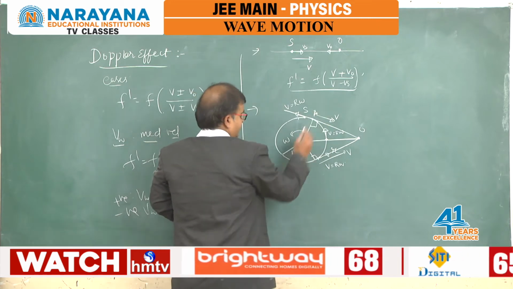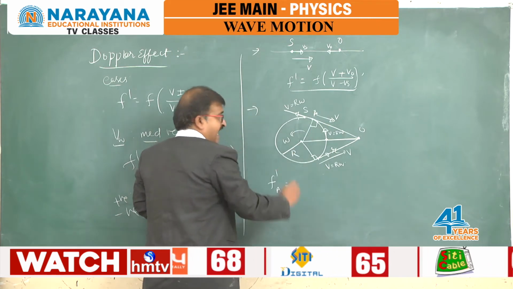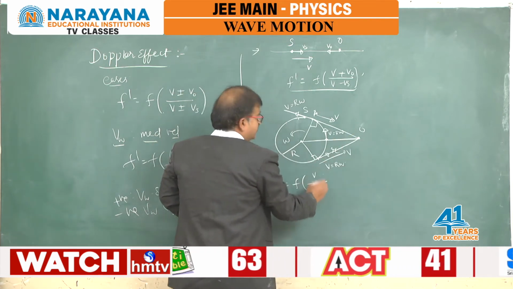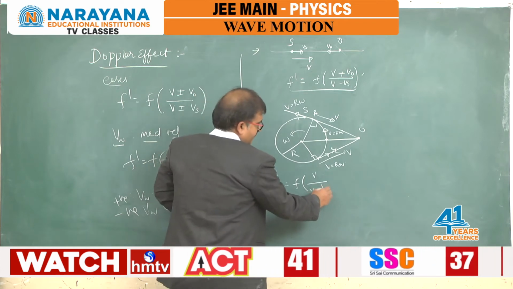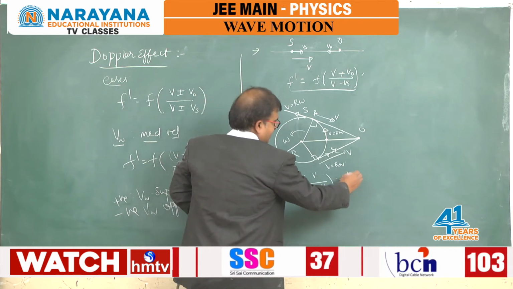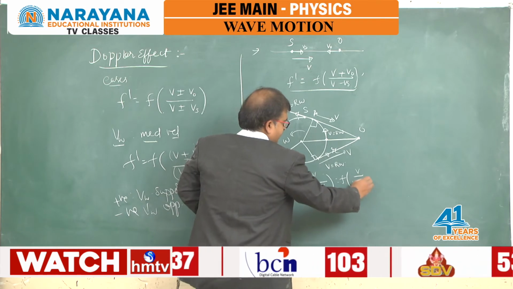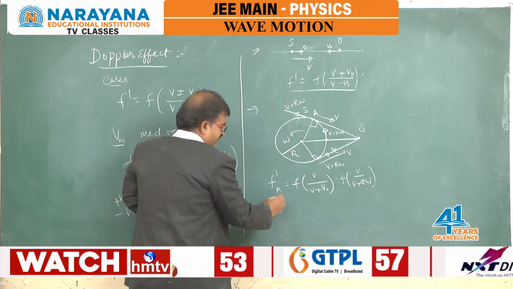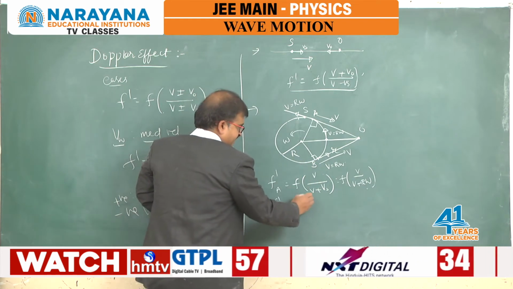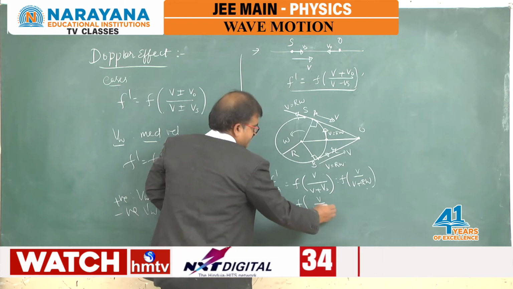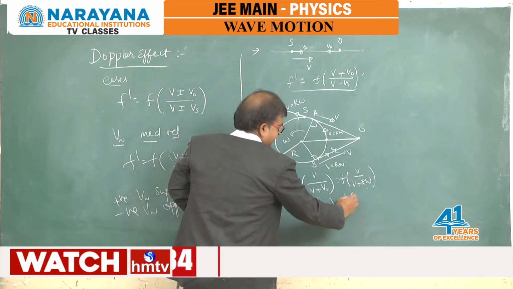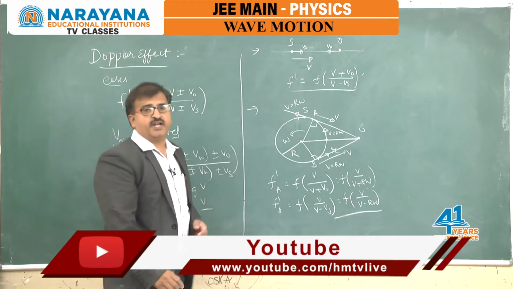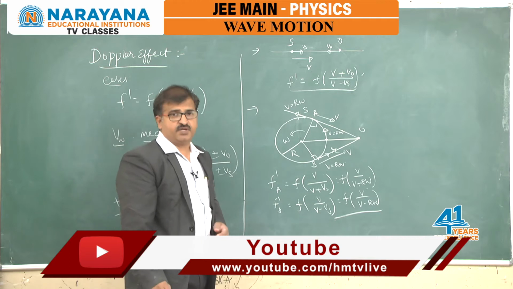So if you take the position at A, fA' will be equal to f times, as v₀ is 0, v by (v + vs), that means f into v by (v + rω). And here in this case, at position B, it is f times v by (v − vs), that is f into v by (v − rω), which will be the apparent frequency of it.